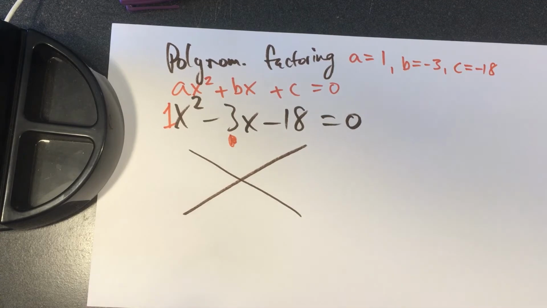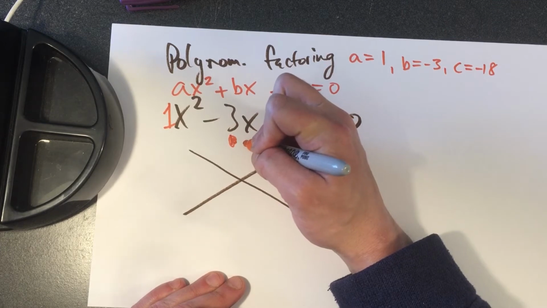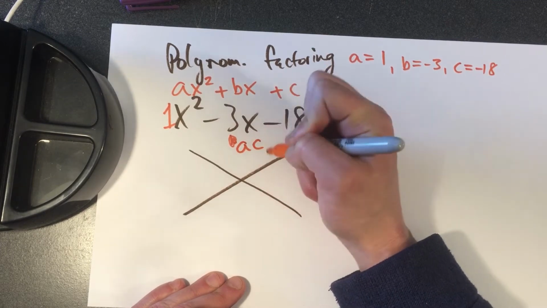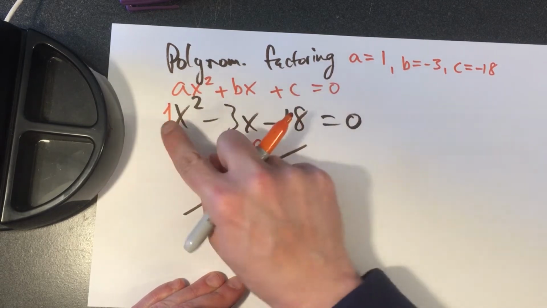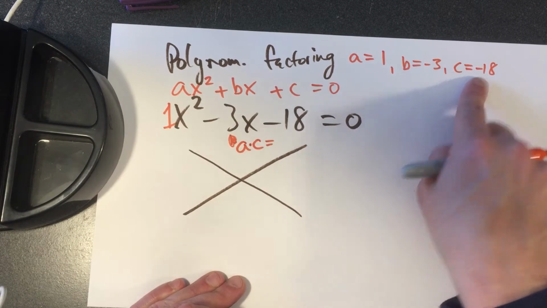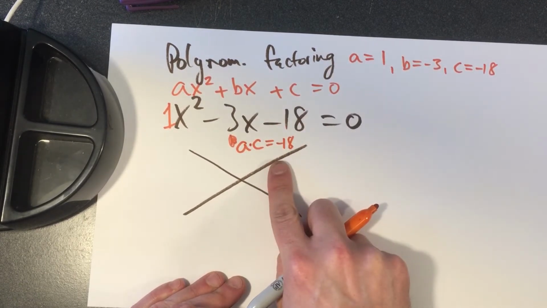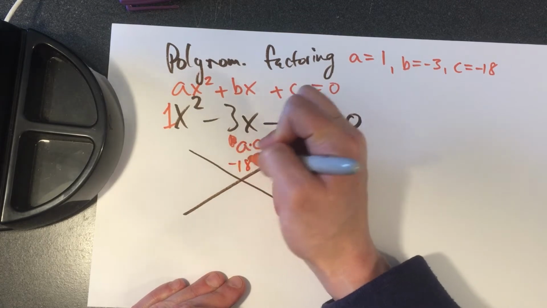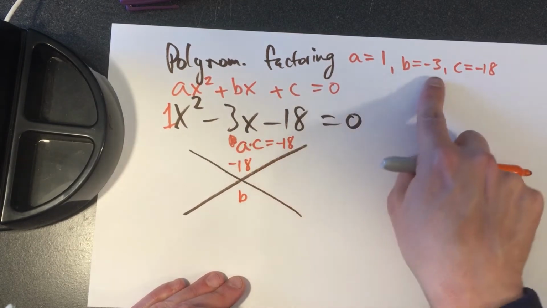They're really important. So, what do we need here? We need two numbers that multiply to a times c. So a times c here is going to be 1 times negative 18, so it's negative 18. We need two numbers that multiply to negative 18, but add to b. Well, b is negative 3.